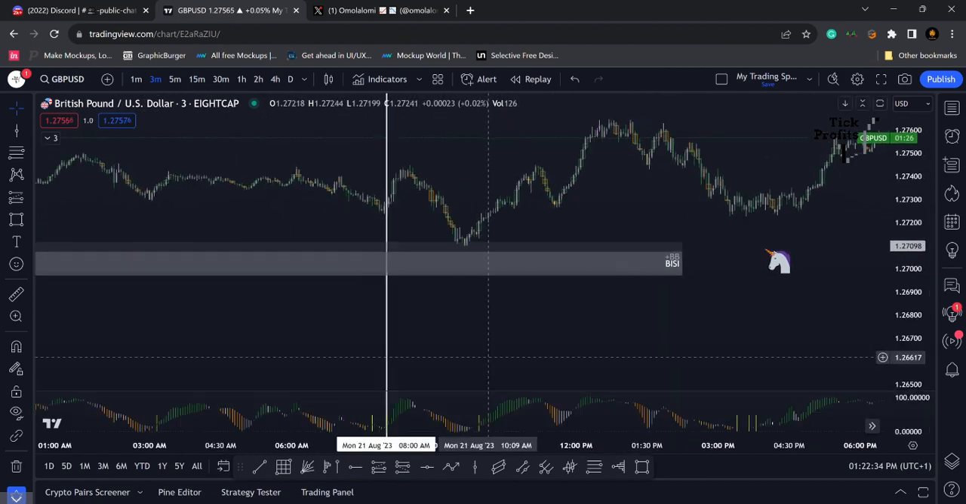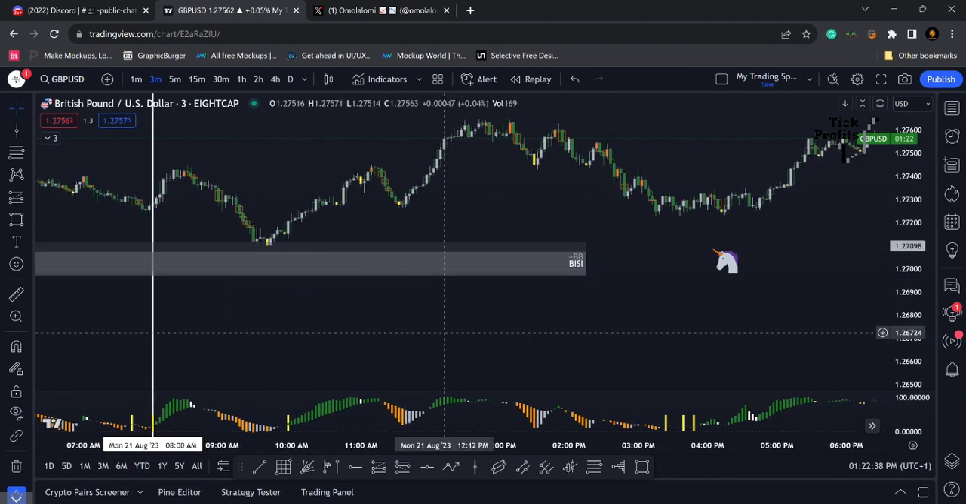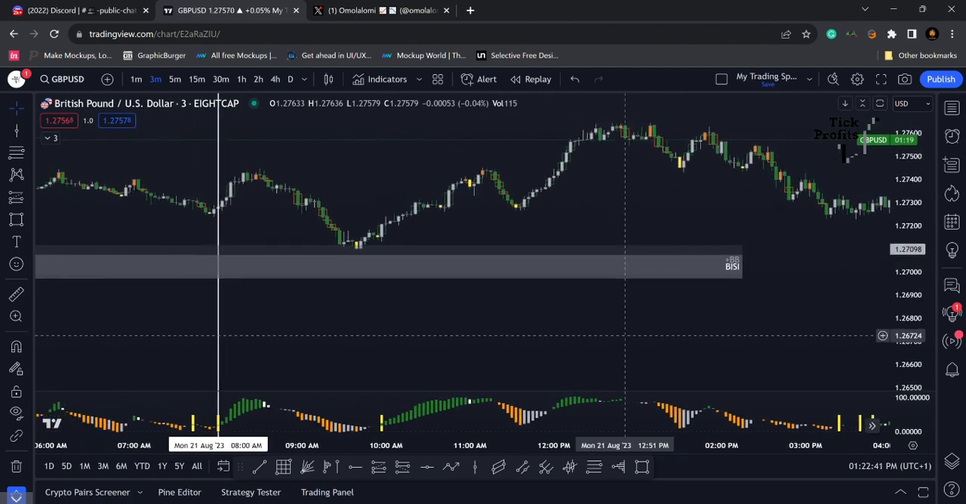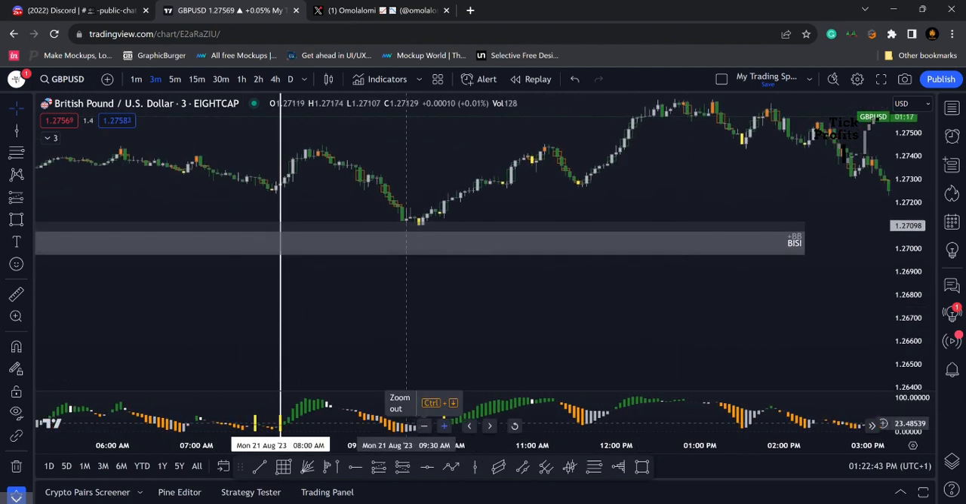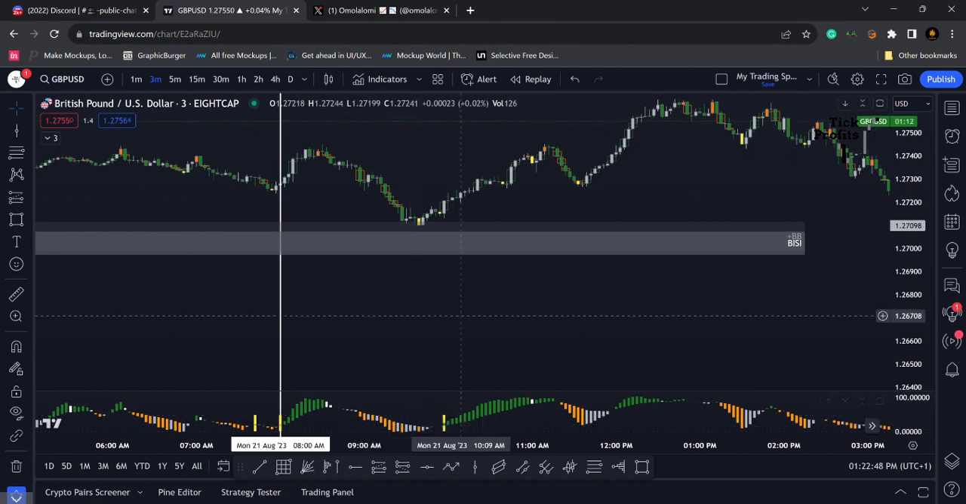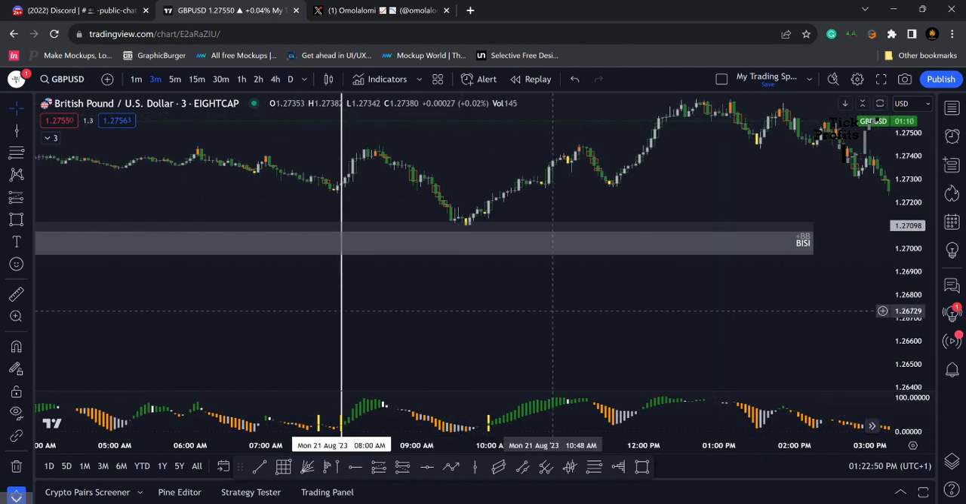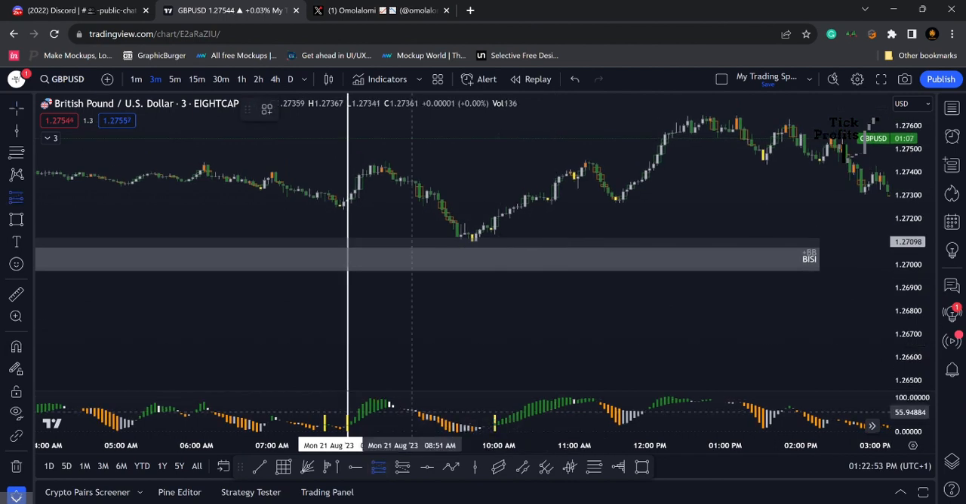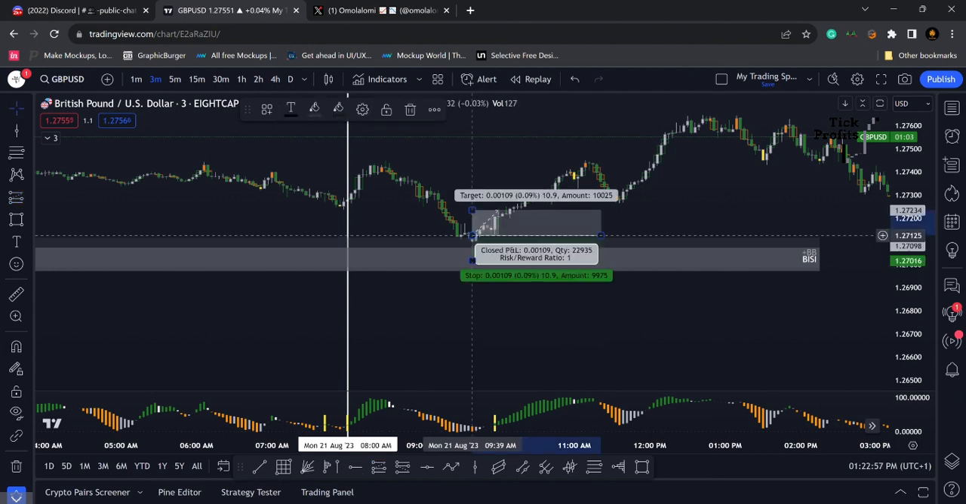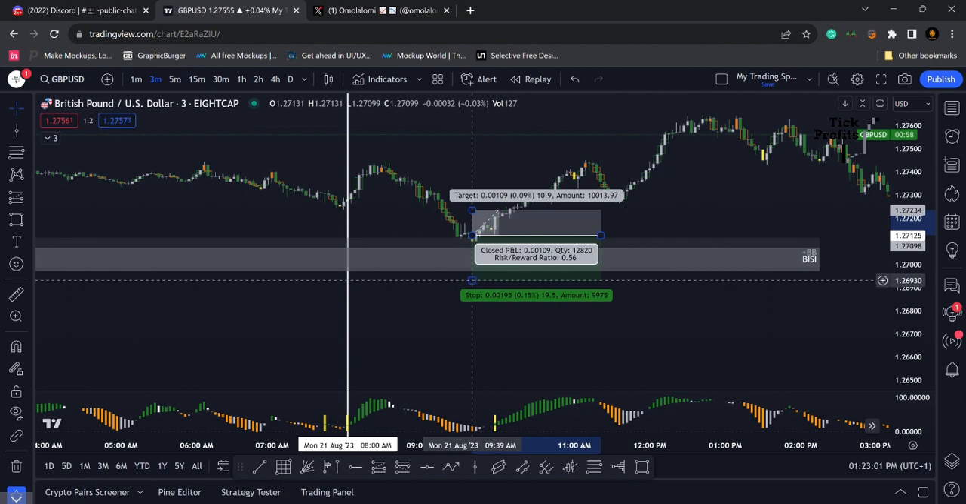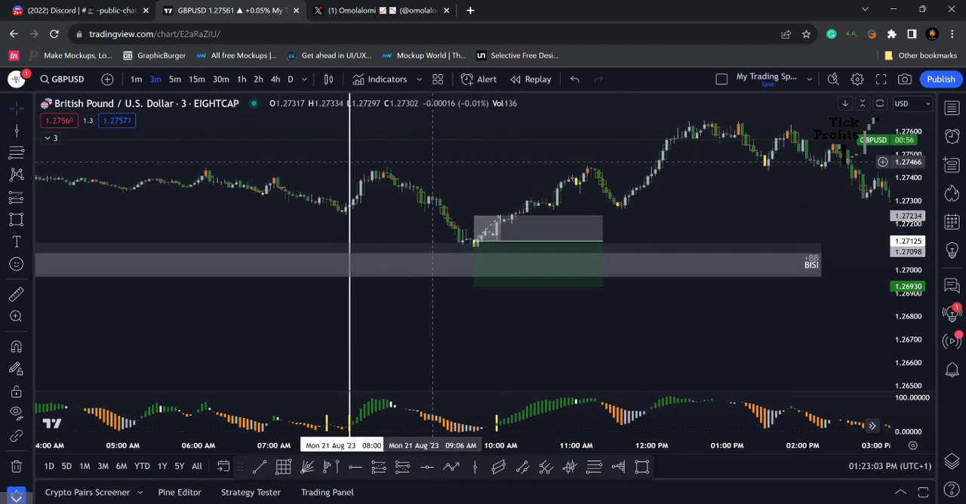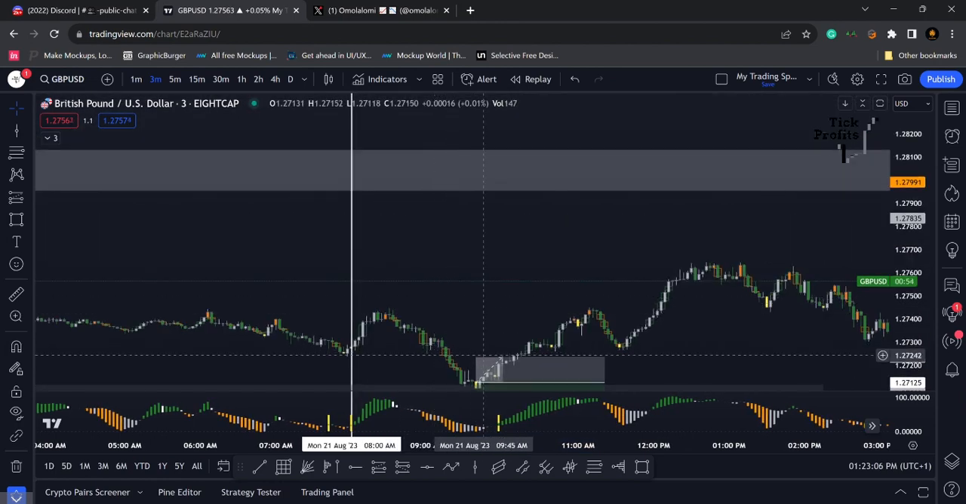When price got there, we also saw that it was oversold with this oscillator that I'm using. So it was a no-brainer trade for me to get into. So I just got in there. I put my stop loss below the breaker.